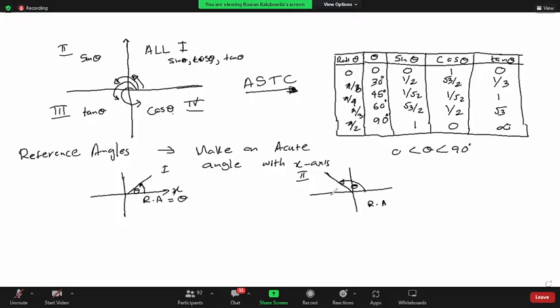So the acute angle made with the x-axis. In this case, we can highlight this angle, the acute angle. So how do we define it? This is 0, this is π. So we can define this angle. This is equal to this angle. This angle we can write as π minus theta. So in this case, the reference angle is π minus theta.